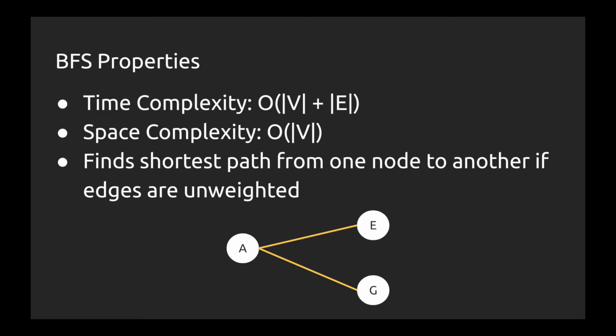Next, let's talk about some of the properties of BFS. First off, its time complexity is O of the cardinality of the set of vertices plus the cardinality of the set of edges. What this means is it's effectively bound to the number of vertices plus the number of edges. This is because in the worst case, we end up going through every single vertex and taking every single edge in our graph. The space complexity is O of the cardinality of the set of vertices.